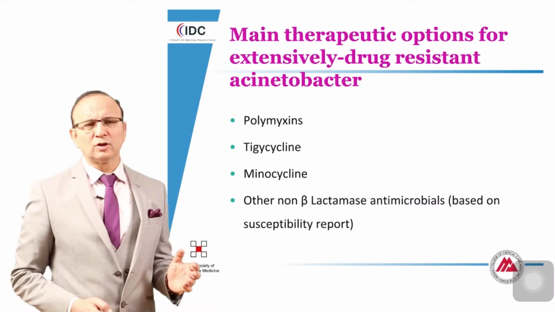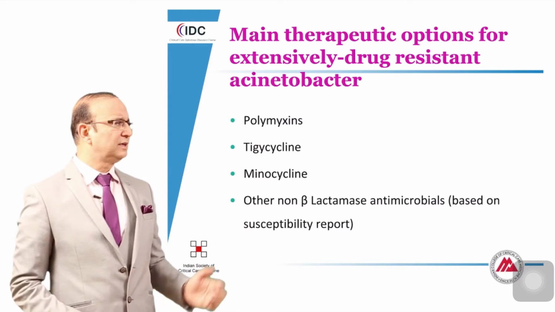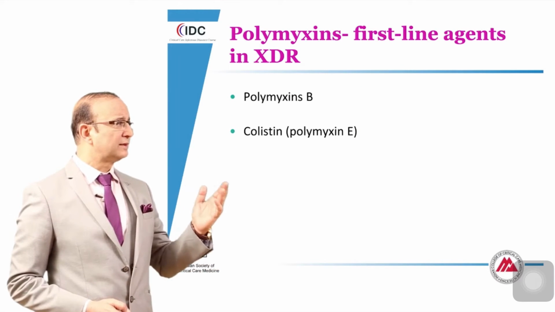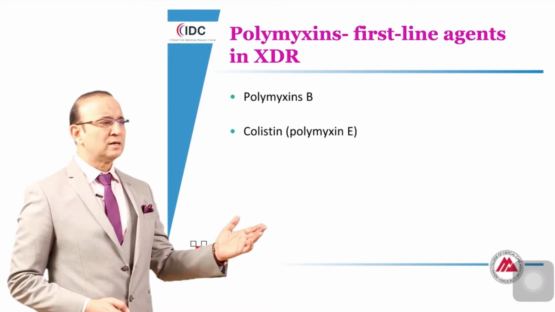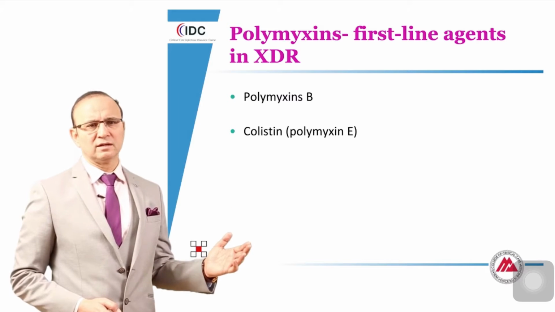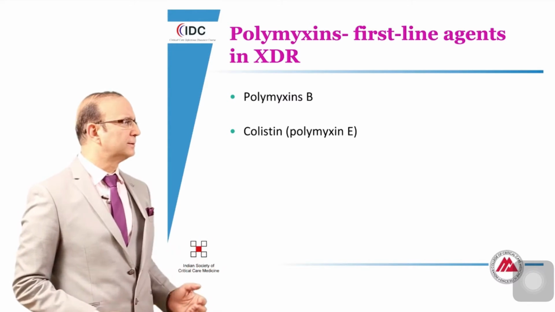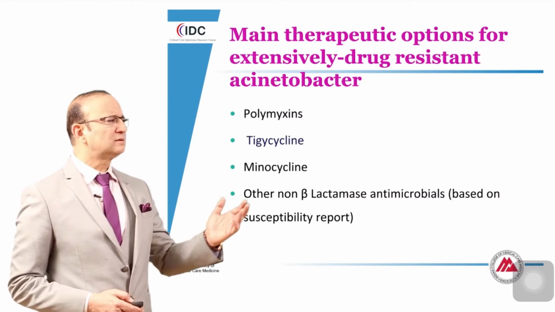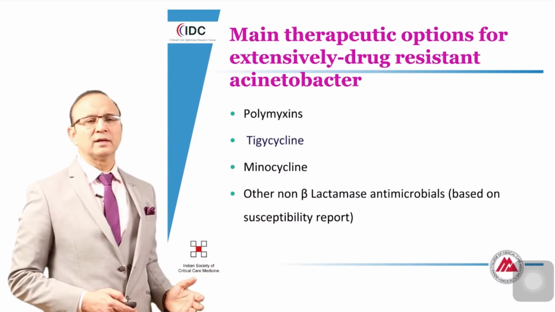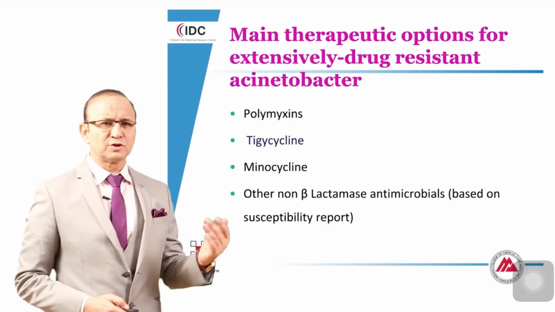So what are the main therapeutic options to treat these patients? We have polymyxins, they are the most important drugs, and we have polymyxin B and colistin, which is polymyxin E. These are the two most important drugs to treat multi-drug resistant or extensively drug resistant Acinetobacter. Then the other drugs are tigecycline, minocycline, and other non-beta-lactam antimicrobials, based on the susceptibility report which you get from the lab.